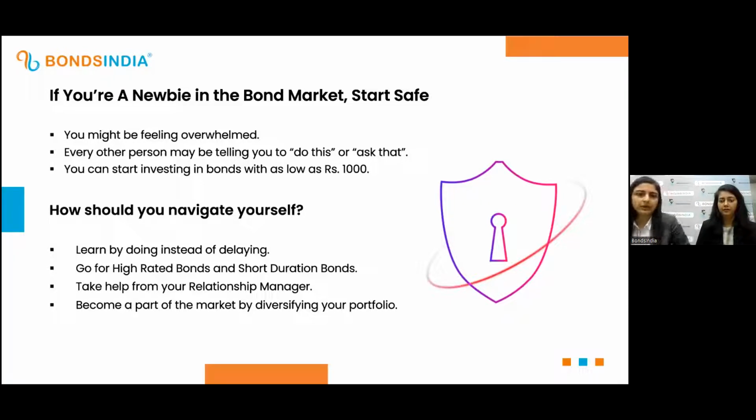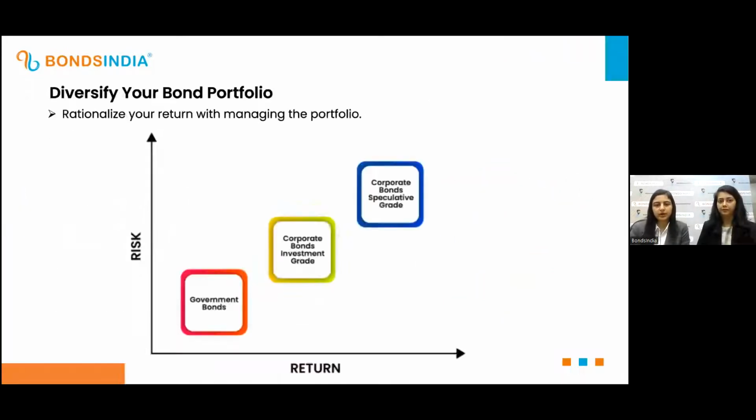And the best part is that you can invest as low as rupees 1,000. So you can start investing with a bond of 1,000 rupees face value. Always start investing in higher rated bonds. So that will assure your maximum amount of safety. Go for short duration bonds and become a part of the market. This is very important. Become a part of the market by diversifying your portfolio. Don't put all your bonds into one category. Diversify your portfolio.